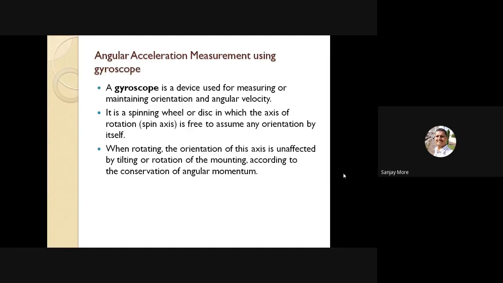When rotating, the orientation of this axis is unaffected by tilting or rotation of the mounting according to the conservation of angular momentum.